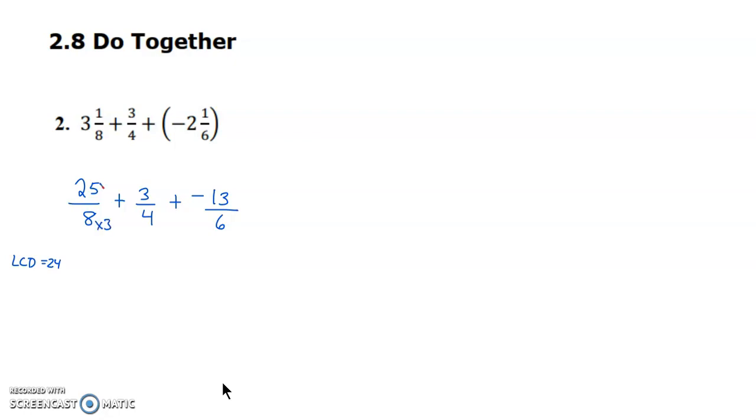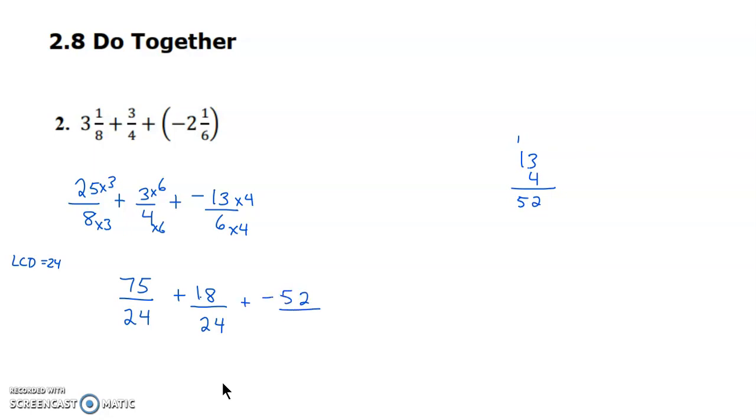8 times 3 and 25 times 3. 4 times 6 and 3 times 6. 6 times 4 and 13 times 4. Okay, 25 times 3 is 75 over 24, plus 3 times 6 is 18 over 24, and then 13 times 4, I'm going to do that over on the side, that's 52, so that's going to be a negative 52 over 24.